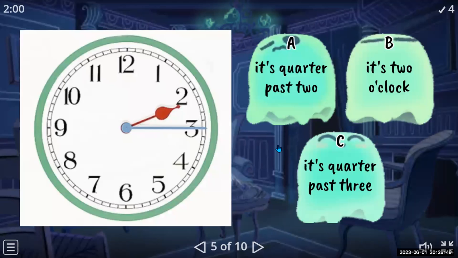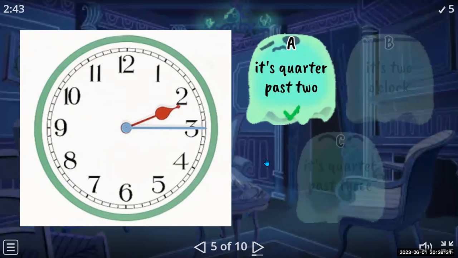Okay, somebody else, please. What about this one? A, B, or C? It's 2:15. Letter A, B, or C. Tell me. A. Okay, letter A. It's A. Okay.